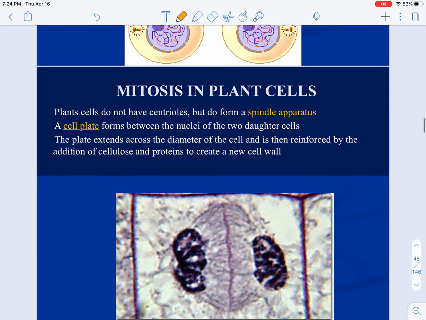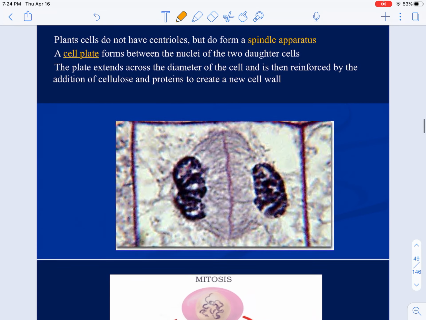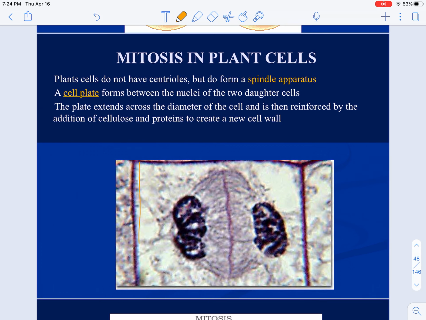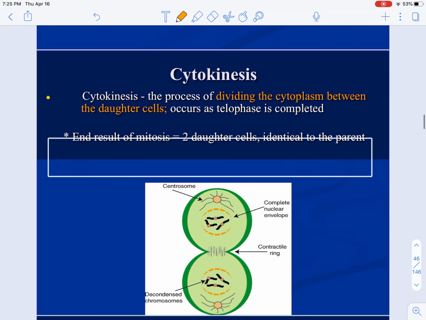However, if it is a plant cell, because of this thick cell wall that plant cells have, what has to happen in plant cells is that it has to make a cell plate, which is extra cell wall made of cellulose, between the two cells that are forming. So in an animal cell, you're just pinching it in two, and in a plant cell, you're forming this extra cell wall there.